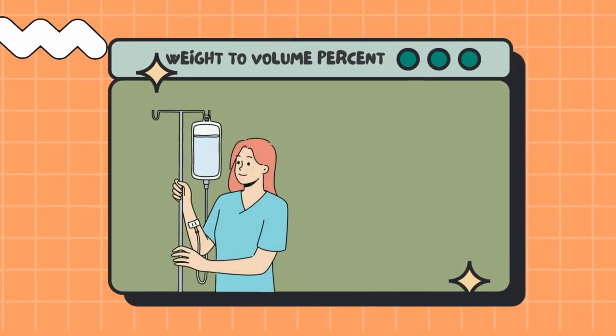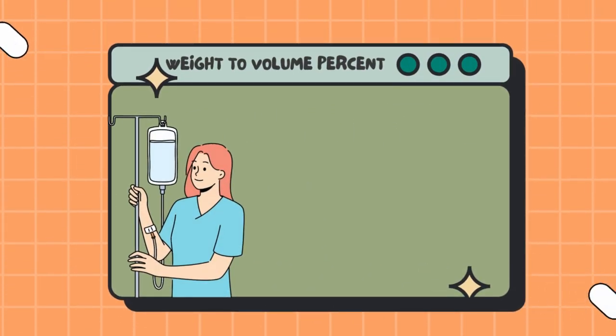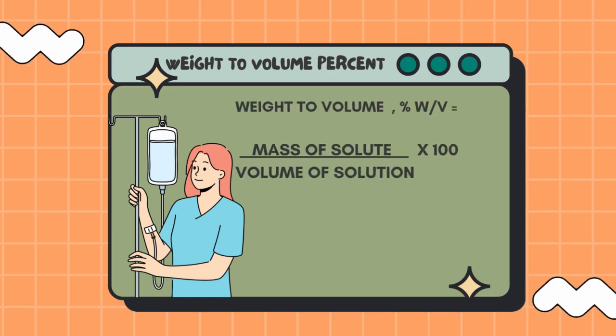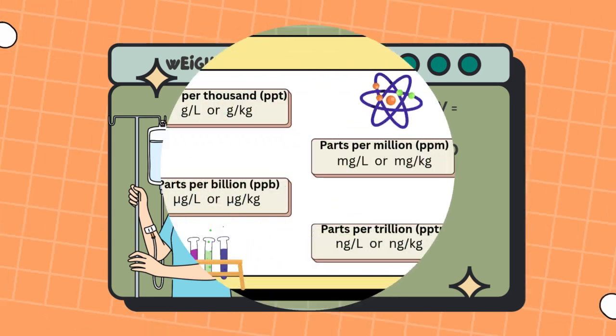Three, weight to volume percent. This is typically used in solutions where the solute is solid and the solvent is liquid. The formula is mass of solute divided by volume of solution, times 100. This format is common in medical and laboratory settings, such as saline solutions.